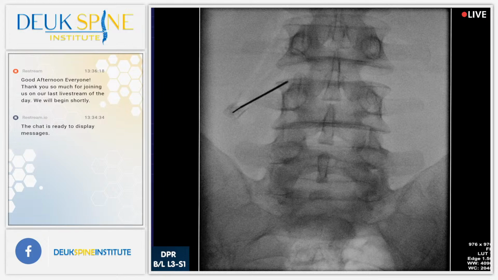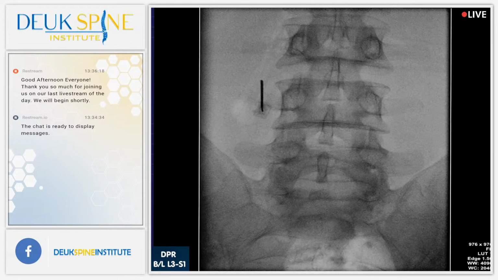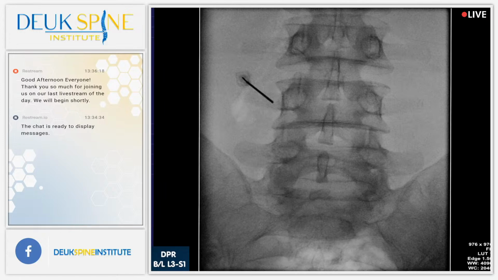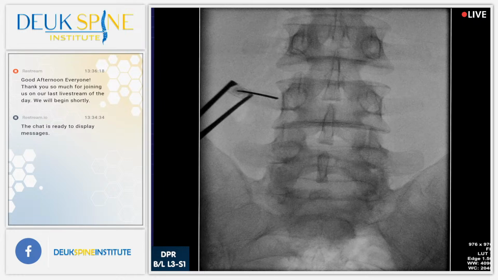So that was the birth of the rhizotomy procedure, the spinal rhizotomy, of course. And what rhizotomy means: rhiz is nerve, otomy is to kill.